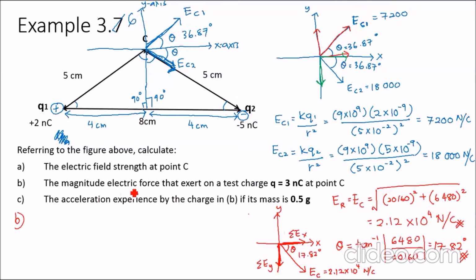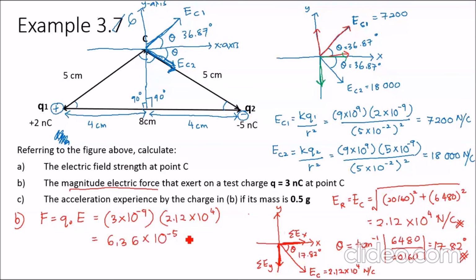For question B, I do it down here. Find the magnitude of electric force that is exerted on a test charge Q equal to positive 3 nanocoulomb at point C. So if just now there was no charge at point C, we now put a test charge at point C. What will be the magnitude of the electric force? Then you can use the equation F equal to Q naught E. Q naught is the test charge, which is 3 nanocoulomb, and E is the electric field strength at point C. So what we got just now is 2.12 times 10 to the power of 4. The force is 6.36 times 10 to the power of negative 5 Newton.